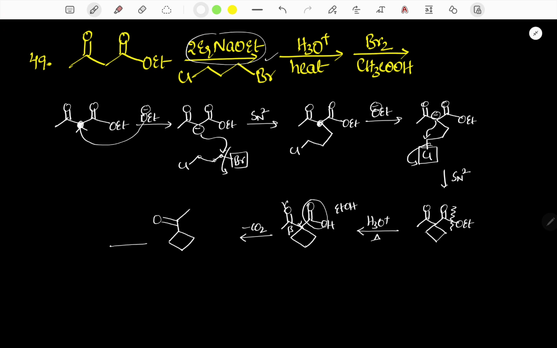Now this ketone is treated with Br2 in acetic acid. So in the presence of H plus, it reacts with the electrophile Br plus.